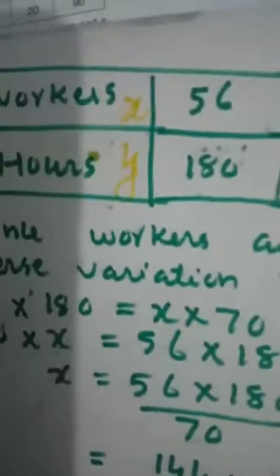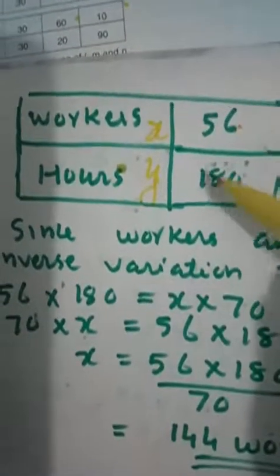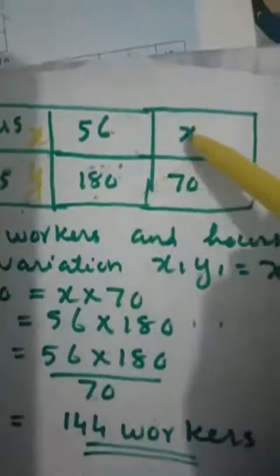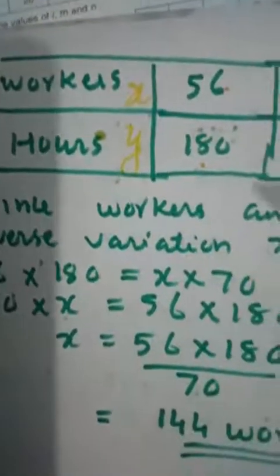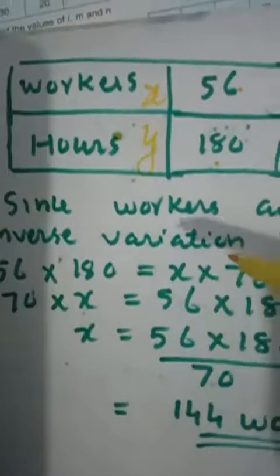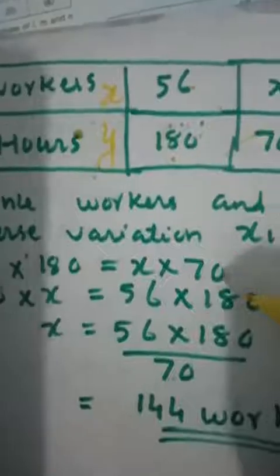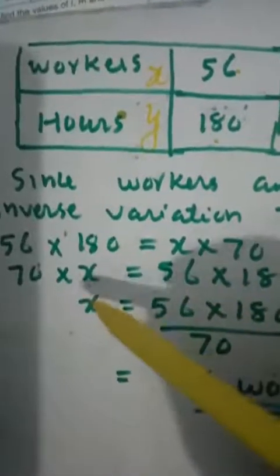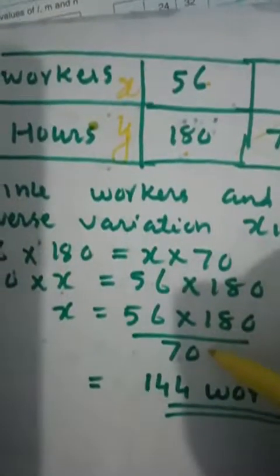So since workers and hours are in inverse variation, x1 y1 is equal to x2 y2. That is x1 56, y1 180. 56 into 180 is x into 70. First we can write this one. 70x is 56 into 180. So x is 56 into 180 divided by 70.